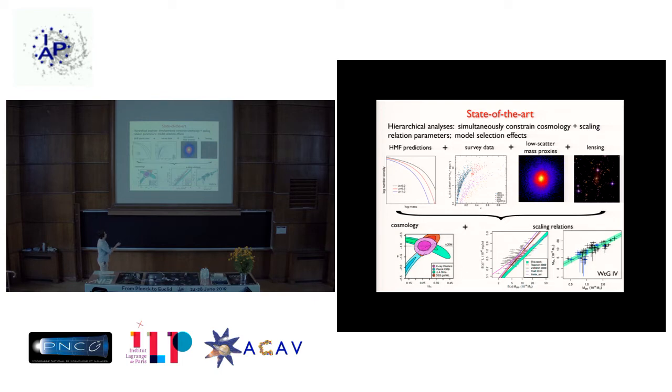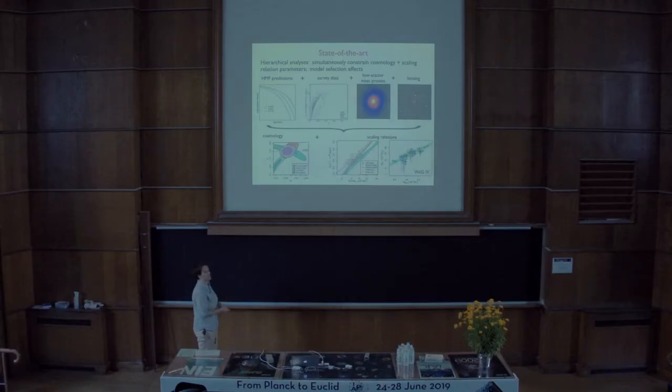This is what we reconstructed. This is where the data points are. See how the selection bias drives them all up. But we also need the relation between the lensing masses and the low scatter mass proxies. But with these, we also get pretty awesome cosmology.